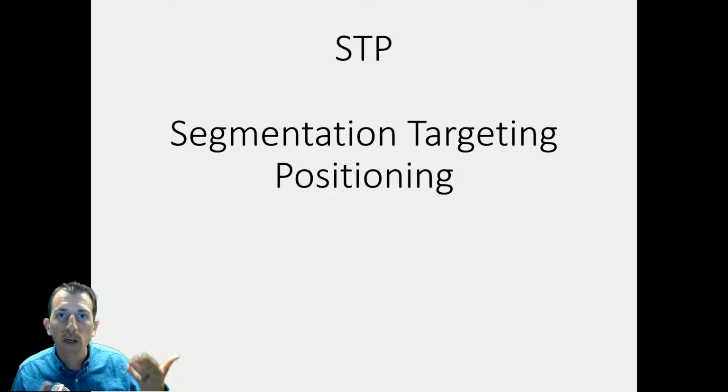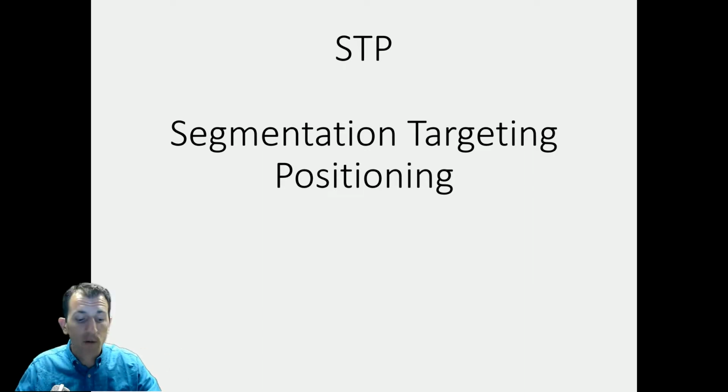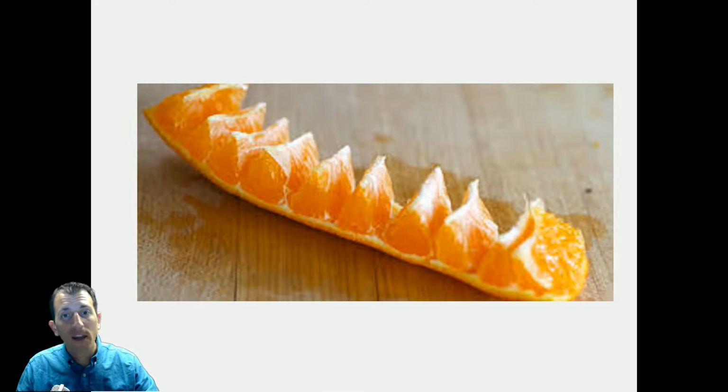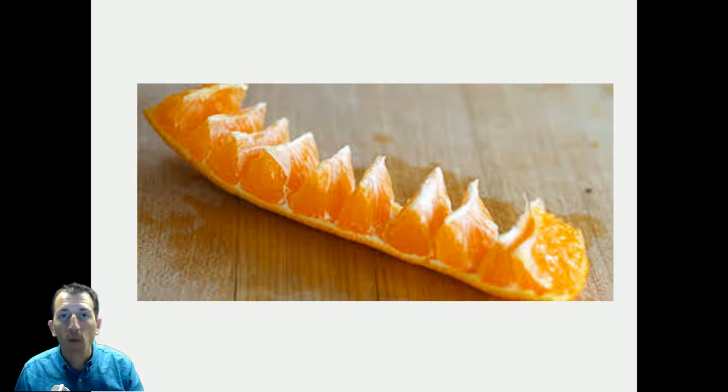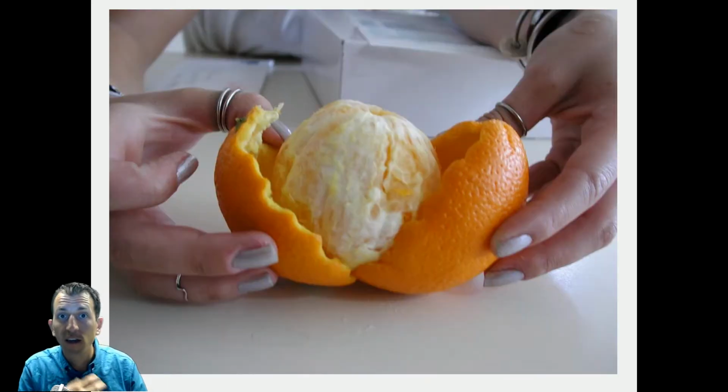So what we do is we segment. And I like the example of an orange. When you open an orange and then you fan it out, you get segments. You can't sell to the whole orange. You need to find certain parts of the orange that you want to sell to. So let's pretend the orange is the world.